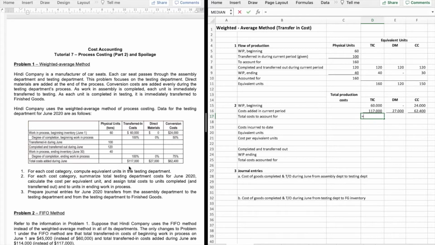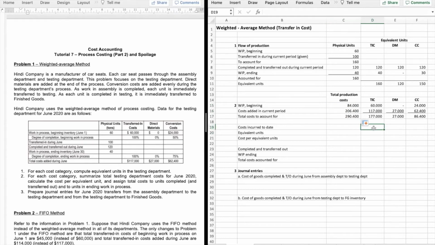Now we can get the total cost to account for by adding the beginning work in process cost with the cost added in the current period. Okay, and don't forget to also calculate for the three cost categories here.